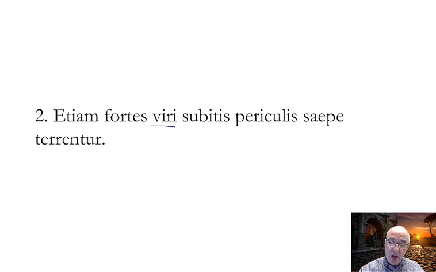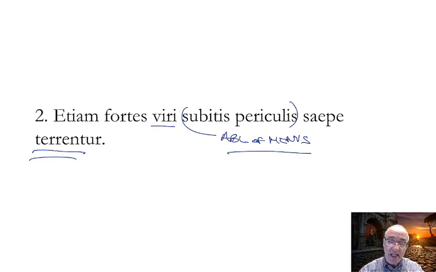Men is your subject, are frightened. This is off of the present stem. There's no future tense indicator, no imperfect tense indicator. This is your passive voice, are frightened. And with the passive voice, we expect either the ablative of personal agent or the ablative of means. And here we have ablative, by sudden dangers. This is your ablative of means. So, even strong men are often frightened, get that ipse in there, by sudden dangers.